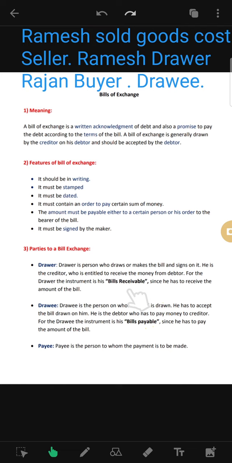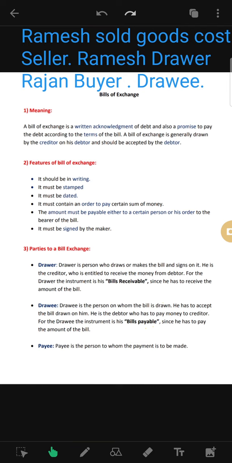So once he signs the bill and gets it signed by the drawee as well, then that will be converted into a bill receivable. So basically, it's a kind of short-term asset, or we can say a current asset, for the drawer. It will become a bill receivable since he has to receive the amount of the bill. So it will be an asset for the drawer, and similarly the opposite, it will be bills payable for the drawee, because this person is supposed to make the payment of the amount in the future.